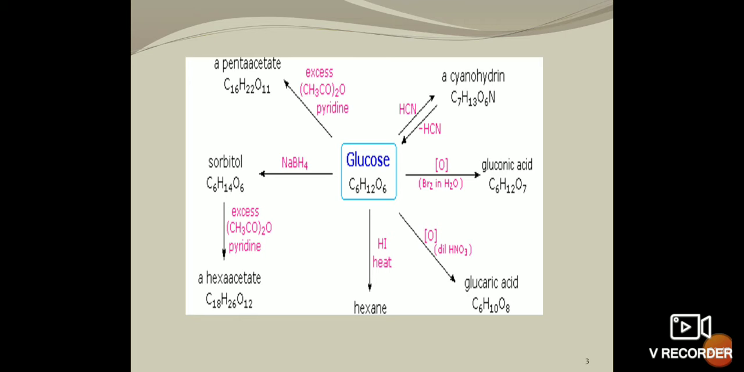When we take only excess of acetic anhydride in pyridine, a pentaacetate is formed. So these are the simple reactions like oxidation, reduction, and with sodium borohydride or acetic anhydride. So what are the possible products that are formed? They are shown here.